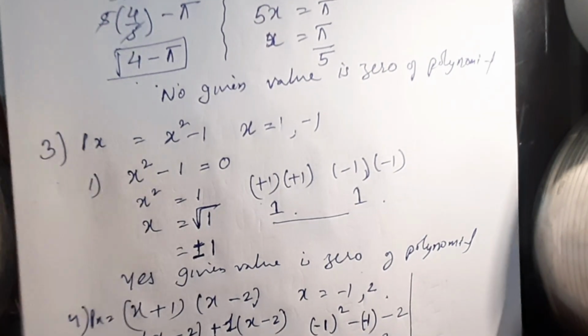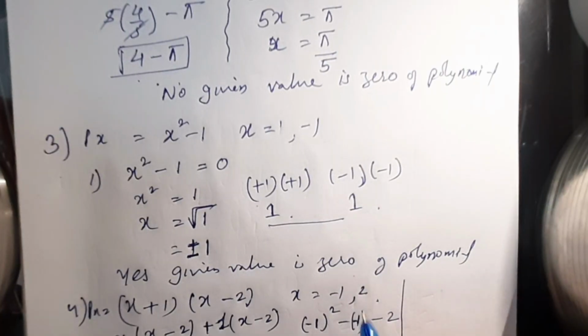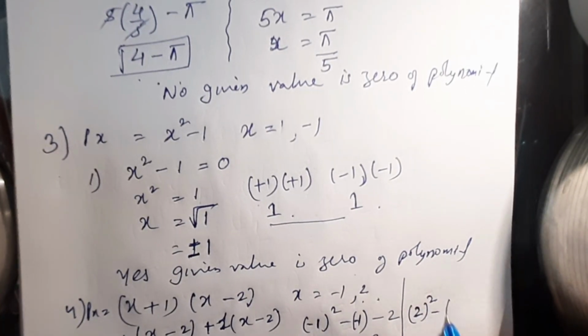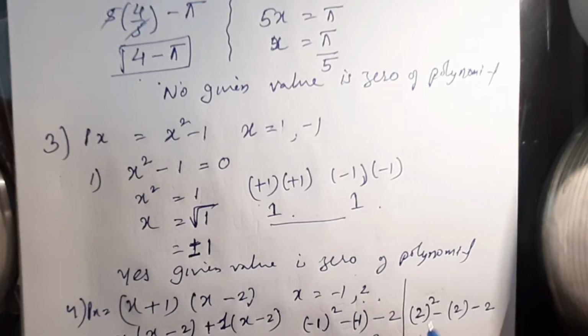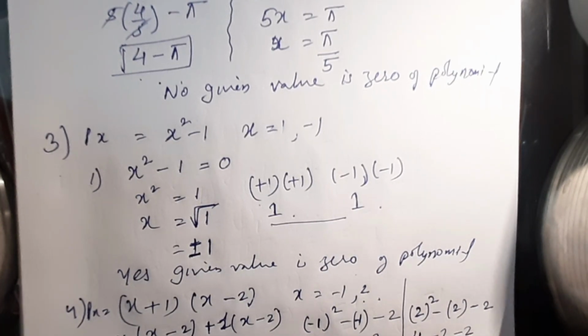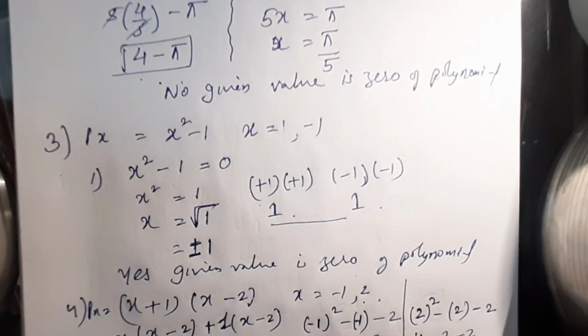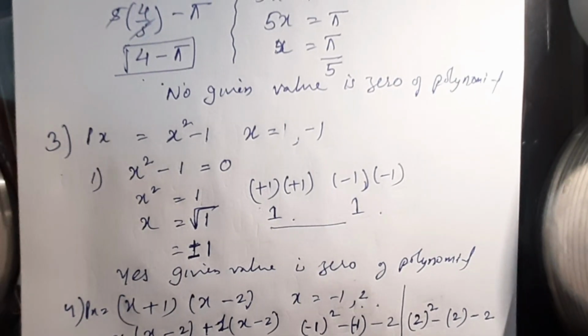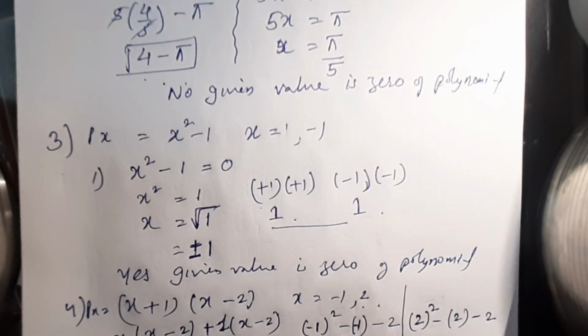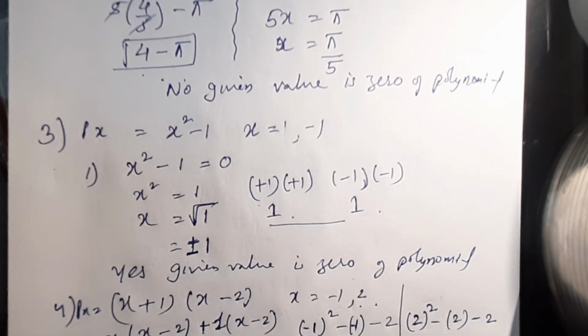Now for the second term, we need to replace x with 2. So I am replacing x in the equation with 2. 2 square minus 2 minus 2. 2 square is 4, minus 2, minus 2, which is 0. For both the cases, we got the answer as 0. So our final conclusion is yes, the given values are the zeros of the polynomial. Most probably everyone is getting it. So let's move on to the next question.